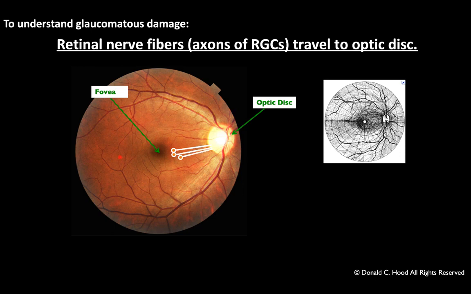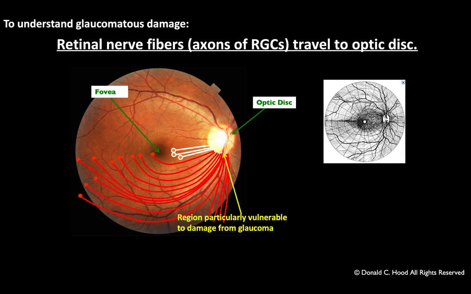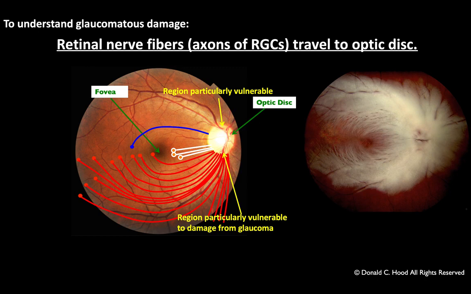The ones on the temporal side, the opposite side of the fovea, their axons arc around and avoid the fovea, and they bunch up here where they meet with axons from other parts of the eye, and this is a particularly vulnerable place for glaucomatous damage. Same thing up here. I'm not drawing in all the different bundles, but same thing, that's a vulnerable area.